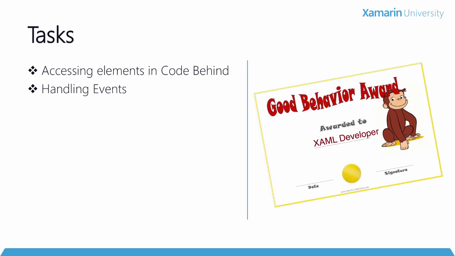We have two main goals here. First, we need to see how to properly access the XAML elements that we're creating from the code behind file. Then we'll look at handling events being raised from the UI elements that XAML is creating.